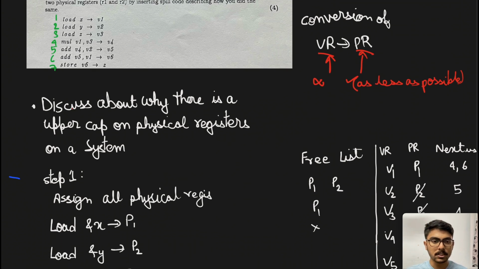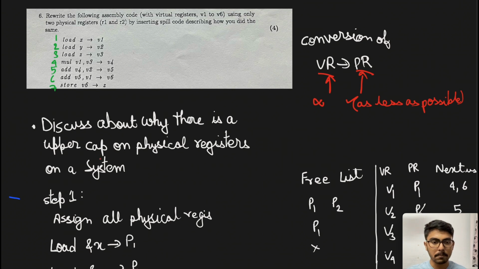So as I mentioned, there is an upper cap on the number of physical registers in a system. We cannot expand it to large quantities like 50, 60. There has to be a fixed number on which the physical registers reside, and beyond that we don't have the resources. Well, so now we come to the question itself.